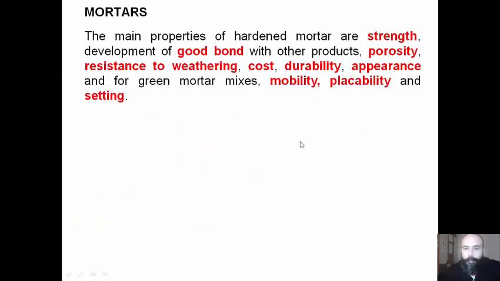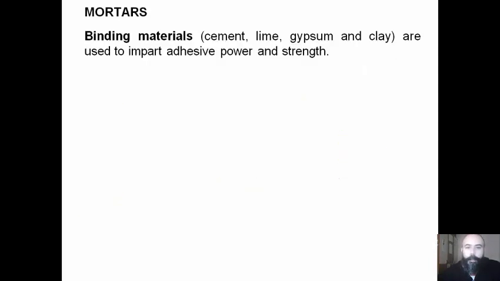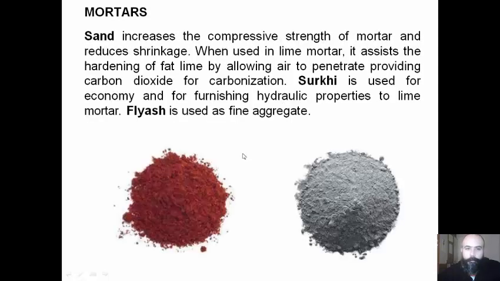The main properties of hardened mortar are strength, development of good bond with other products, porosity, resistance to weathering, cost, durability, and appearance. For green mortar mixes, the properties are mobility, placeability, and setting. In mortars, binding materials can be cement, lime, gypsum, and clay. They are used to impart adhesive power and strength.